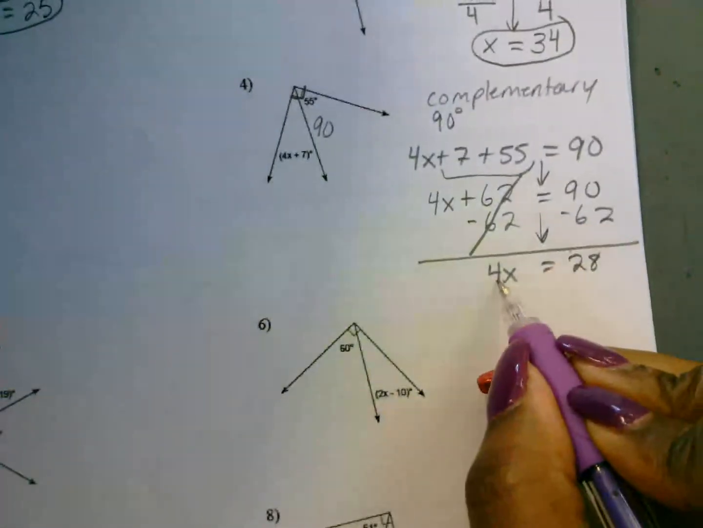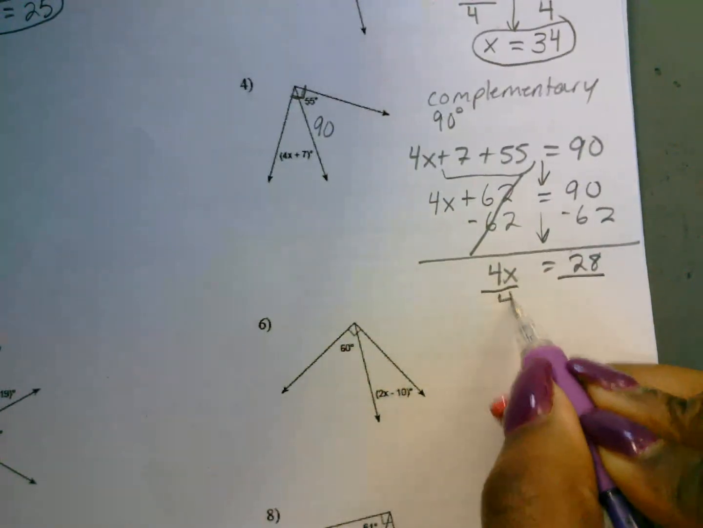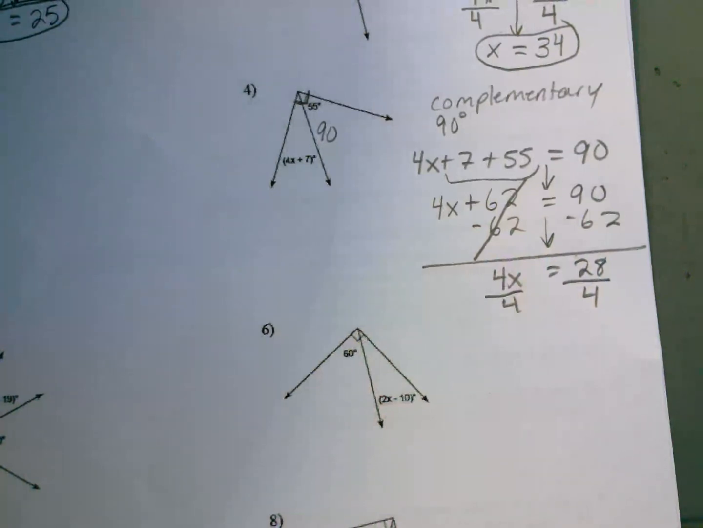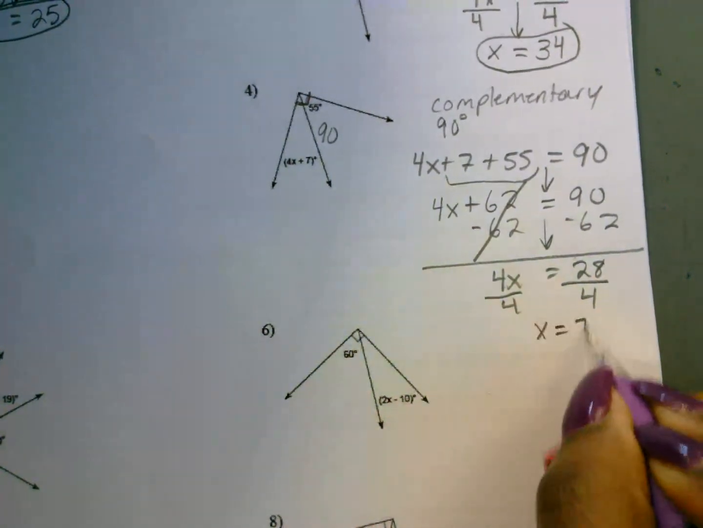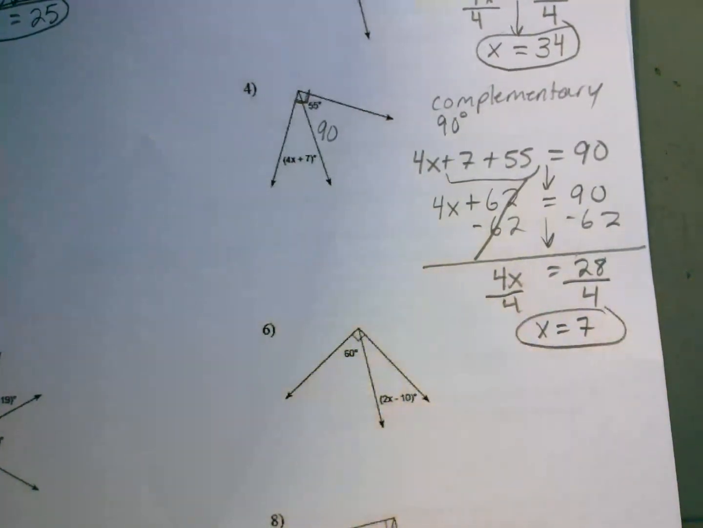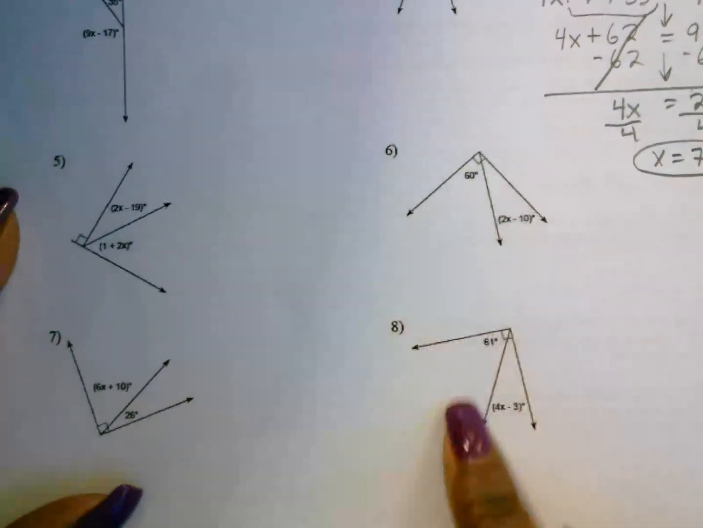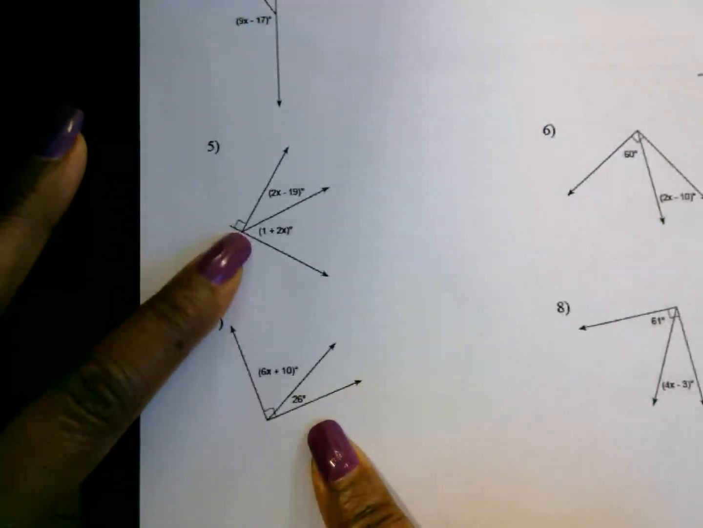Okay, the operation that's between the 4 and the x is multiplication. The inverse of multiplication is division. So when we divide by 4, we get 28 divided by 4. That gives you 7. So our value for x in this problem is 7. Okay, so we're going to do 6 the same way, 8 the same way, 7, and we're also going to do 5 the same way.